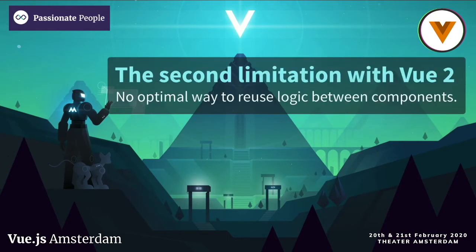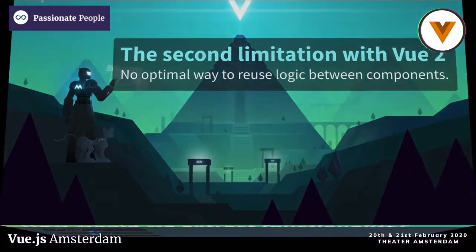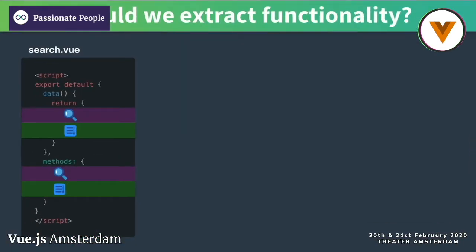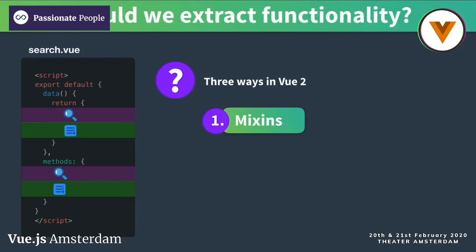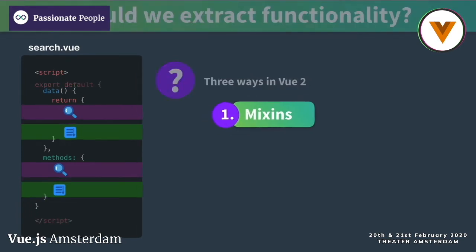What's the second limitation? Well, there's no optimal way to reuse logic between components. So what does that look like? When it comes to extracting functionality, I've got a couple of different options you've all probably used, right? There are 3 ways in Vue 2 to extract things. The first, of course, is mixins. What does that look like?